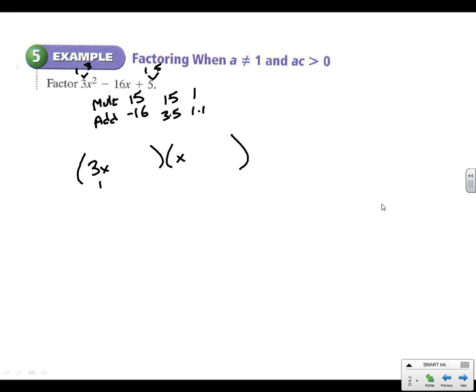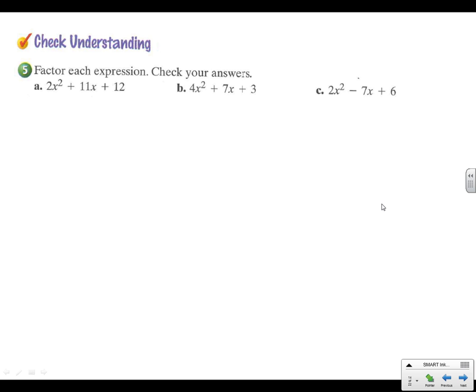So with our rules of FOILing, we know it's going to be 3 times 5 and then 1 times 1. So those are where the numbers would go. We know that we need to multiply to a positive, so both signs are the same. And since we add to a negative, both of those signs are negative. So we'd end up with 3x minus 1 and x minus 5. So a little trickier here. See if you can figure out how to factor A, B, and C for understanding check number 5.